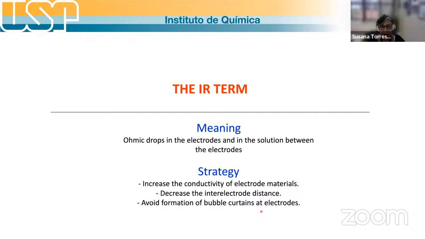The IR term, the meaning is the ohmic drop in the electrons and in the solution between the electrons. This is an experimental problem that can be overcome. The strategy is to increase the conductivity of the electron materials, decrease the inter-electron distance, so to change the geometry of your electrochemical cell, but sometimes depending on the device or the type of experiments that you are doing, it cannot be done. Another thing that is very important, for example, in the case of gas evolution reactions, is to avoid the formation of bubbles that cover the electrons. So these are the strategies that I can use to diminish the IR term.